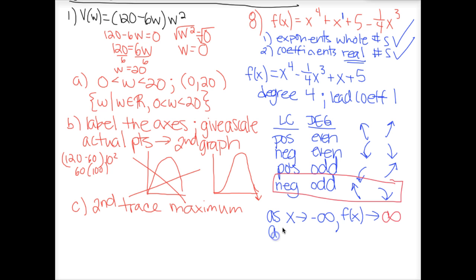Then the other part, as x approaches infinity, which means on the right side of the graph, so here's the right side of the graph, the arrow's going down, which means that f of x then is approaching negative infinity. So it approaches positive infinity if the arrow is going up. It approaches negative infinity if the arrow is going down.